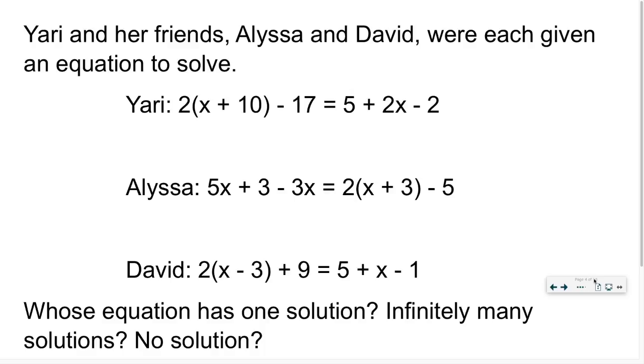So here are three students. We have Yadi, Alyssa, and David. Okay, and they were each given an equation to solve, and we're going to figure out whose equation has one solution, whose equation has infinite solutions, and whose equation has no solution. So there is the possibility that an equation could have no solution. We're going to see how that happens.